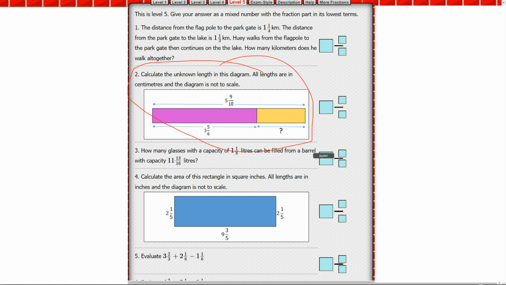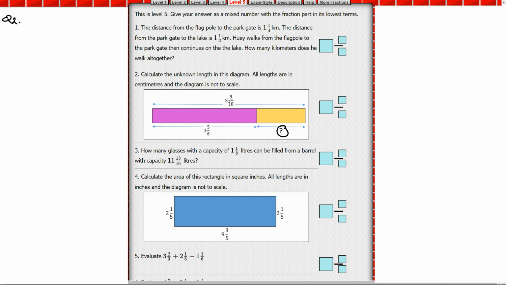Question 2. All right, cool. Let's go through question number 2. It says, calculate the unknown length in this diagram, which is that amount over there.